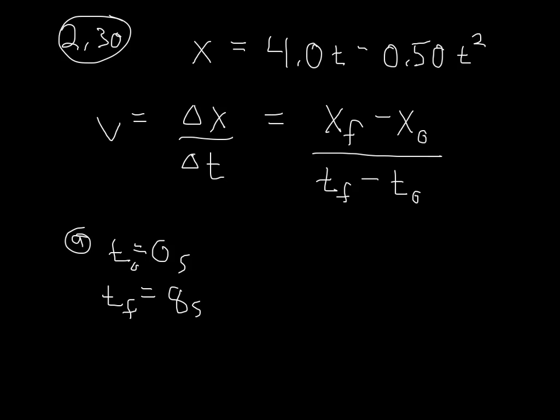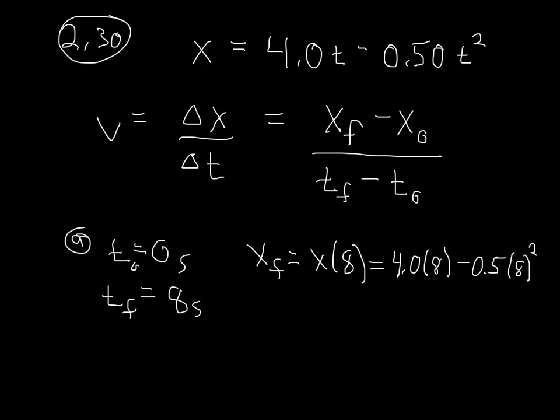So x final is going to be x at 8 seconds. So I plug in 8 for t. Everywhere I see t, I plug in an 8. So I get 4.0 times 8 minus 0.5 times 8 squared. What's 8 times 4? 32. Minus 0.5 times 8 squared.